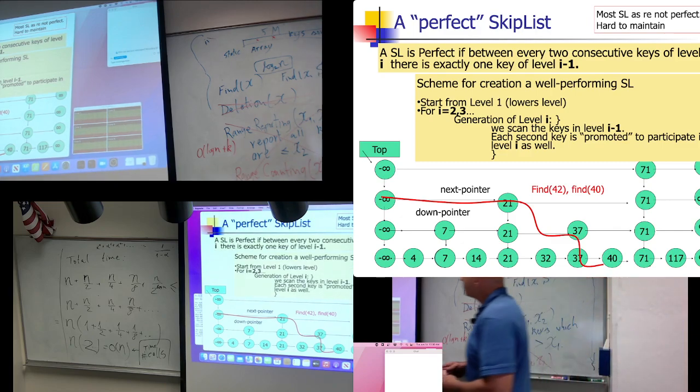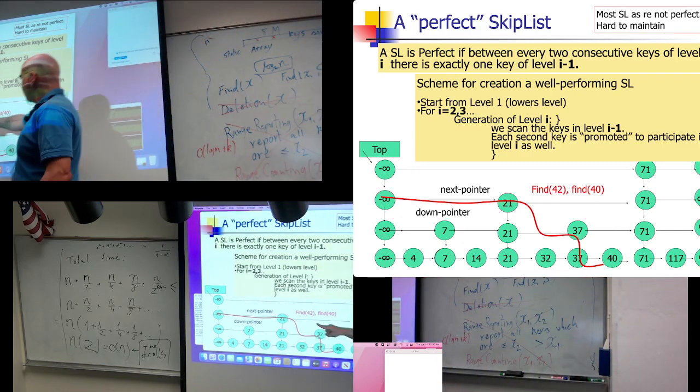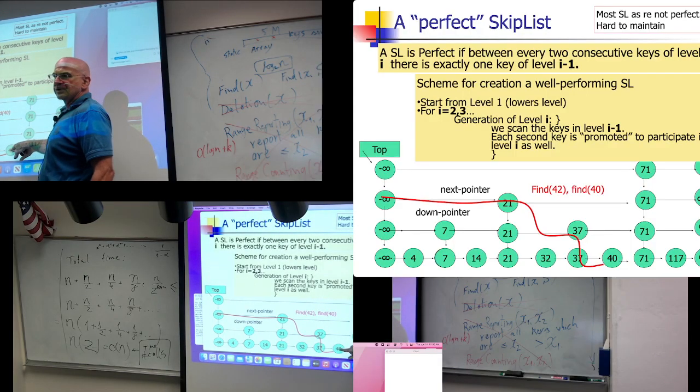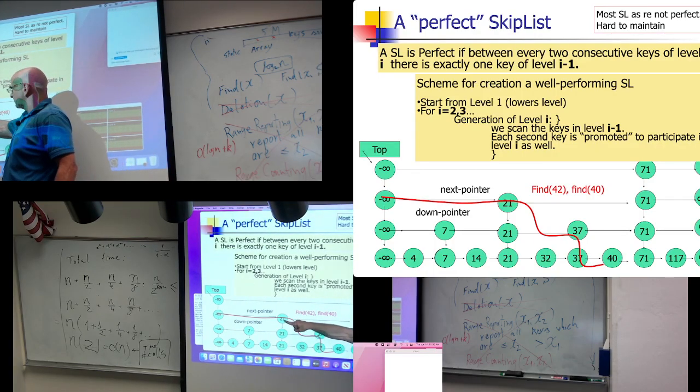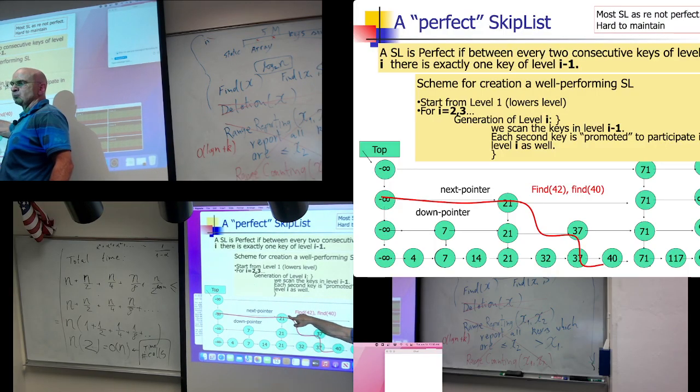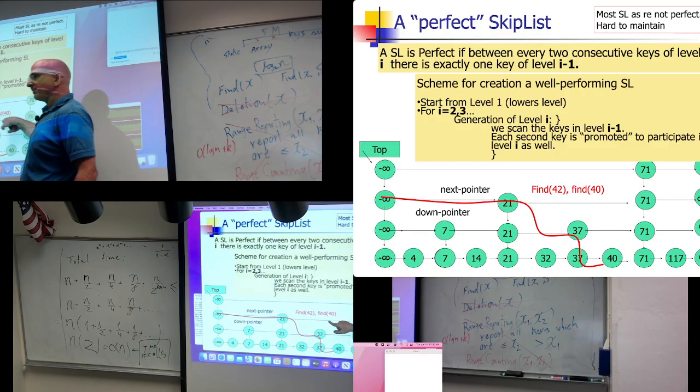Okay, here is a search operation in the skip list. And what I'll ask you to do in the homework is to prove that in a perfect skip list, you'll never visit more than 2 keys in the very same level.